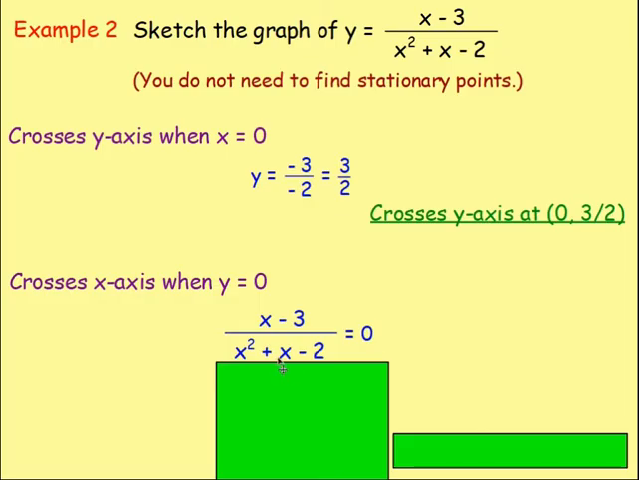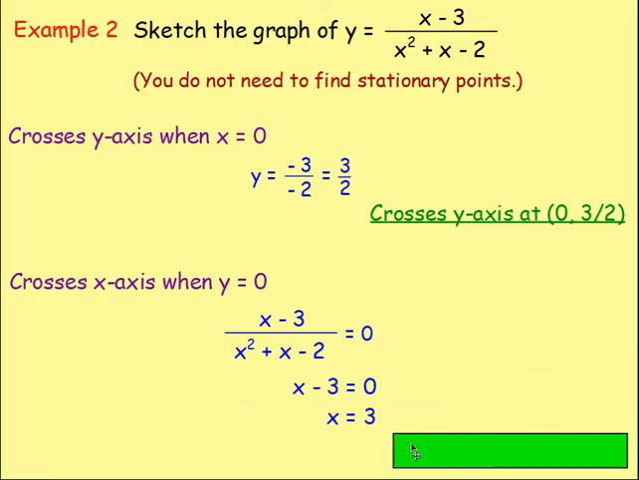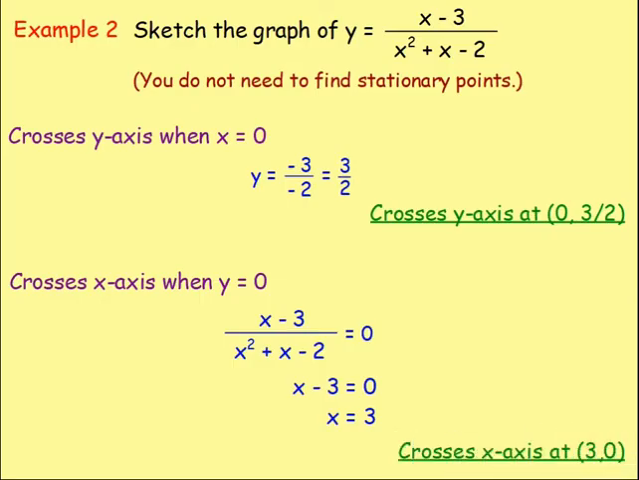If you do that, well, if you multiply all of this by 0, it will stay a 0. So you'll just get x take away 3 equals 0. If x take away 3 equals 0, x will equal 3, meaning then it is going to cross the x-axis at 3, 0.